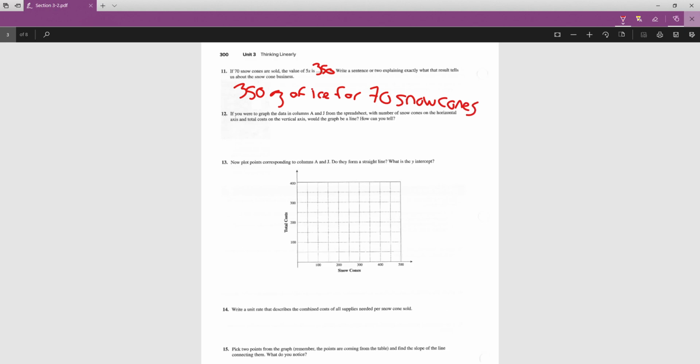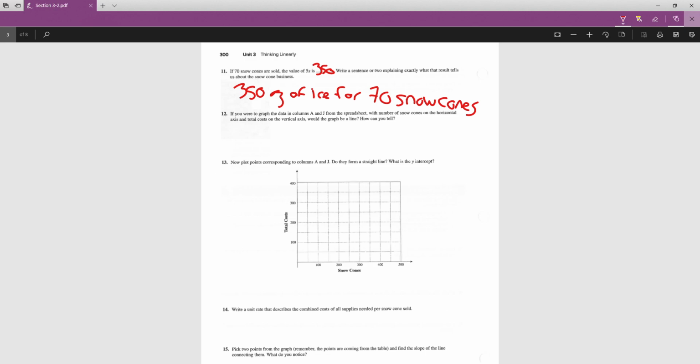If you were to graph the data in columns A and J from the spreadsheet, so we're looking at the snow cones sold, and J is the total costs, with the number of snow cones on the horizontal axis and total cost on the vertical axis, would the graph be a line? Well, let's look at that column J back in our previous chart.